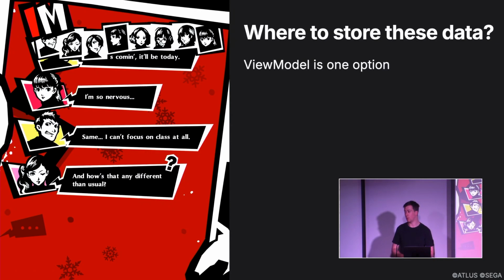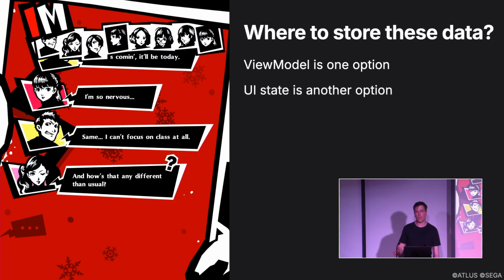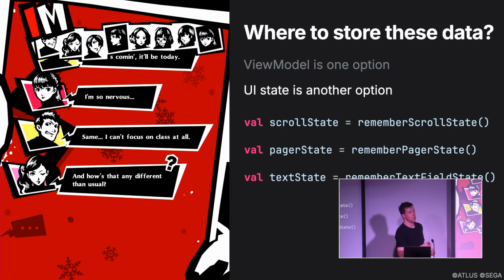ViewModel is one option. I mean, that's usually where Android developers think about storing all of their stuff that goes on a screen. But I would actually argue that a UI state object is a better fit here. By UI state, I'm talking about things like, maybe you've called remember scroll state, remember pager state, all of these things that are in the Compose UI framework that are building UI state classes. We're going to build one too.